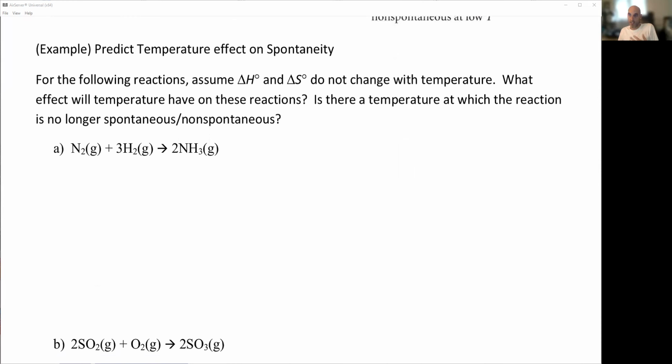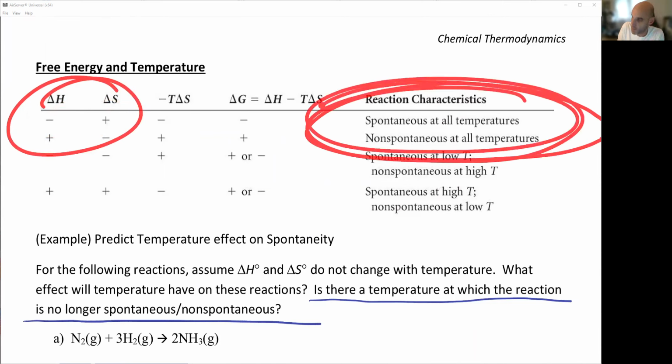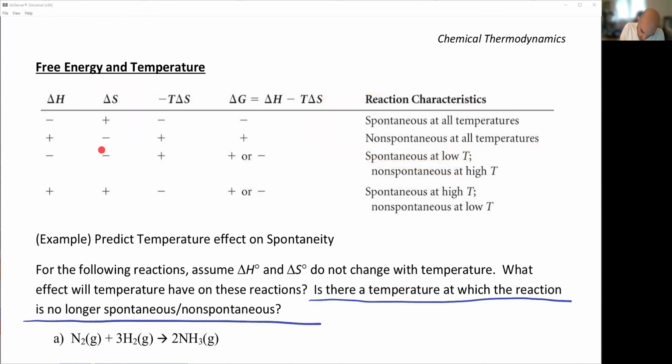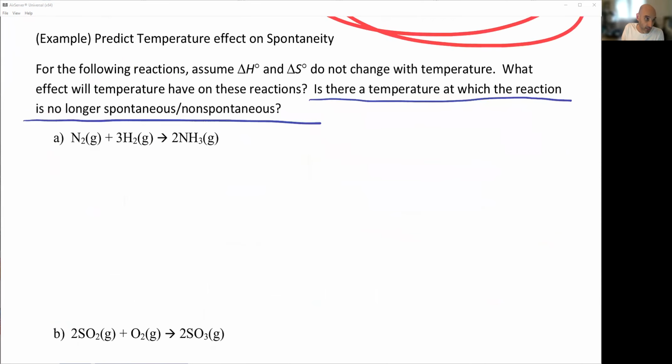So we run into questions like this. Temperature and spontaneity: when the signs are the same, we're going to predict that there's a temperature where things change. Is there a temperature where the reaction is no longer spontaneous? Again, if the terms are opposite, it doesn't matter what the temperature is, they're spontaneous or non-spontaneous in all cases. If the terms are the same, temperature is going to matter. So with that said, I'm going to plug in these values and you're going to do these calculations. Is there a temperature where the reaction is no longer spontaneous or non-spontaneous?